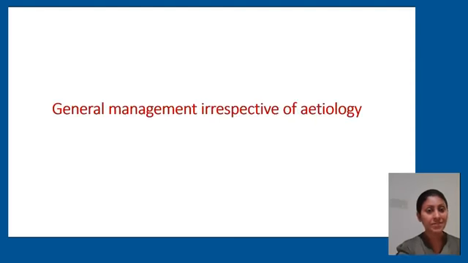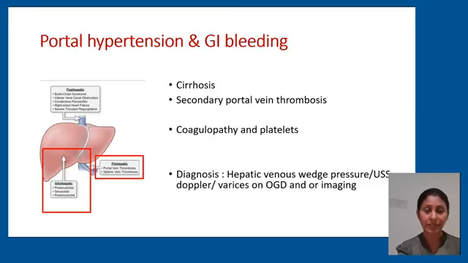So let's now look at the general management, irrespective of the etiology. What would we do, irrespective of whether we find the etiology or not, for a child with chronic liver disease? I thought I would discuss portal hypertension and GI bleeding first because that's very important and commonly encountered in day-to-day practice. The type of portal hypertension I talk about here is the hepatic or cirrhotic type of portal hypertension. And it's very common that they present with acute GI bleeding.